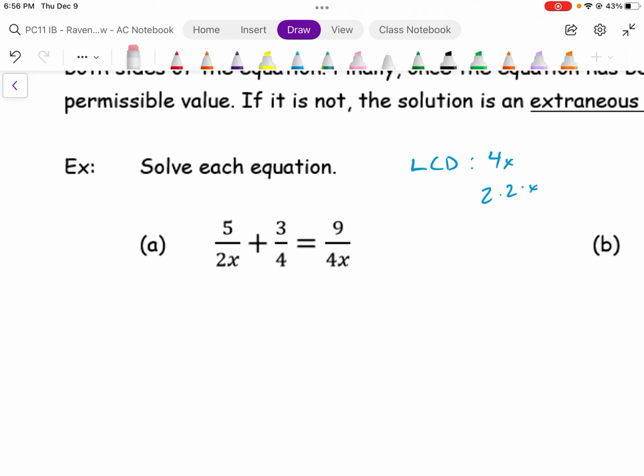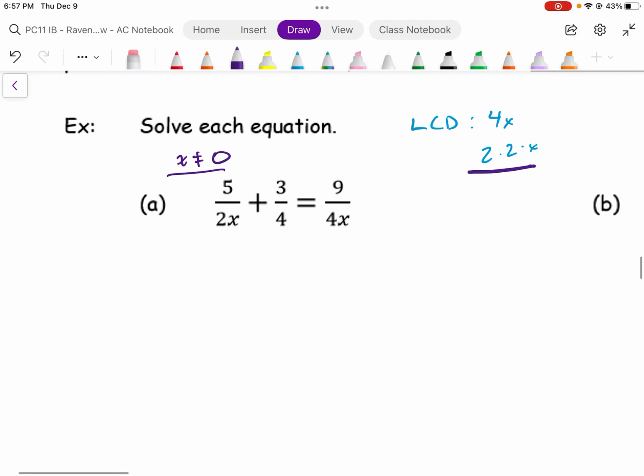Now I'm going to identify my non-permissible values. My non-permissible values, I like to call these restrictions. Restrictions come about when our denominator is equal to 0. Remember, we can't divide by 0. My first restriction will be x cannot be equal to 0. So far, step number 1, I've identified my lowest common denominator. Step number 2, I have my restriction. And now I'm going to multiply both sides of the equation by my lowest common denominator.